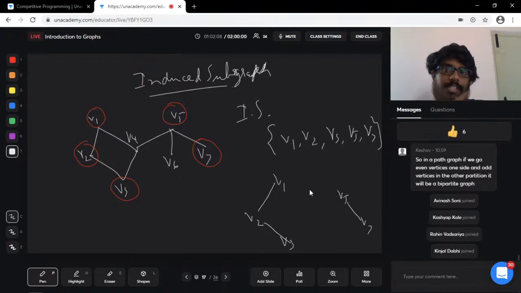So this is a normal subgraph. Maybe I don't take this edge, maybe I don't take this edge. Those are all subgraphs, but an induced subgraph is to take all the possible edges. That's called an induced subgraph.